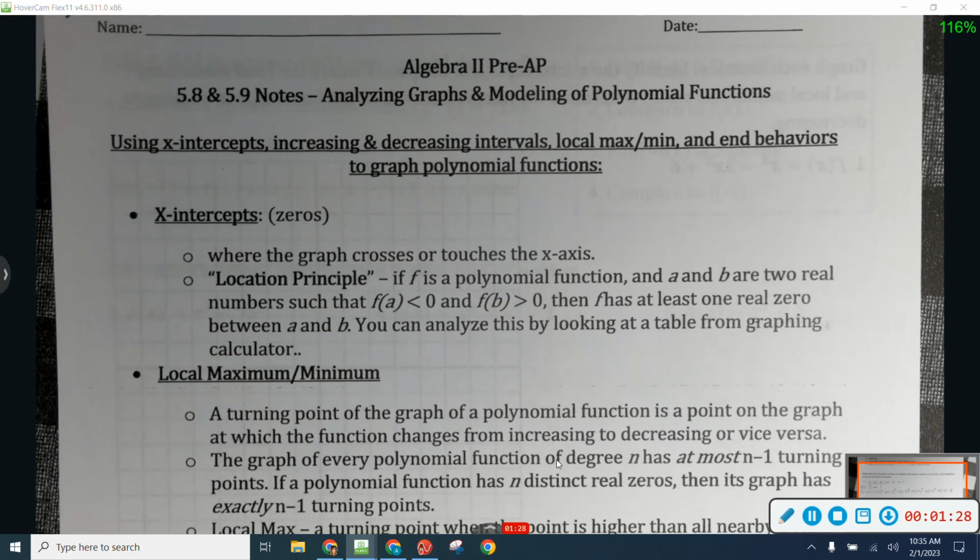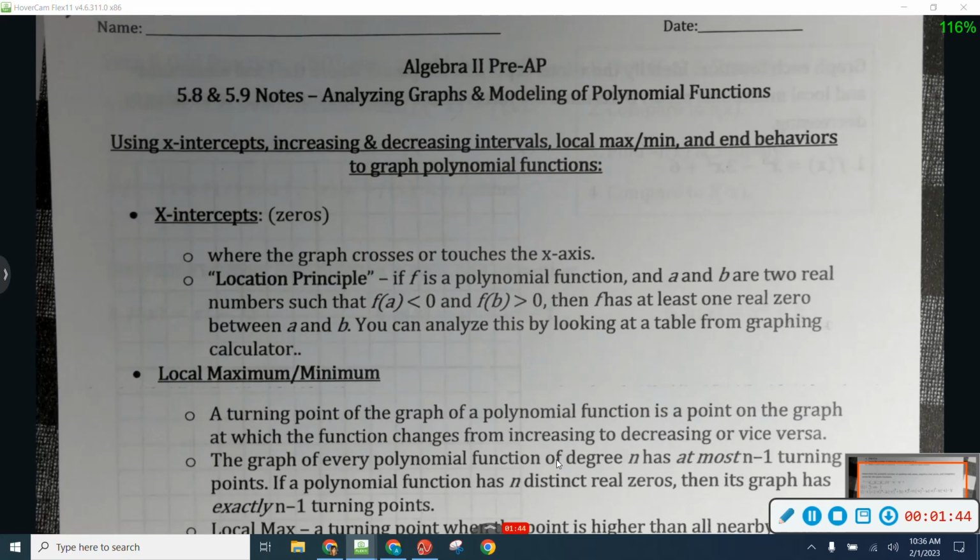So that's just where, if I am giving you a table and you have a positive y value and the very next value is a negative, then you know somewhere in there is a 0, okay? If I needed you to estimate where one would be, that's how you could do it, okay?